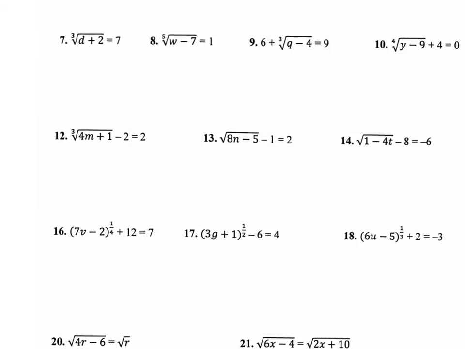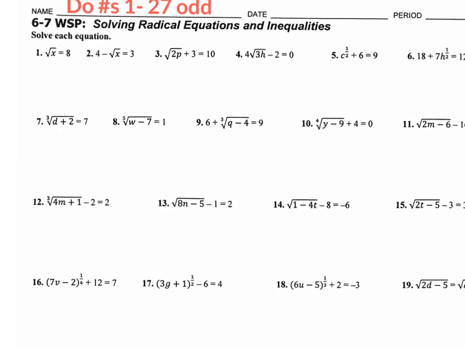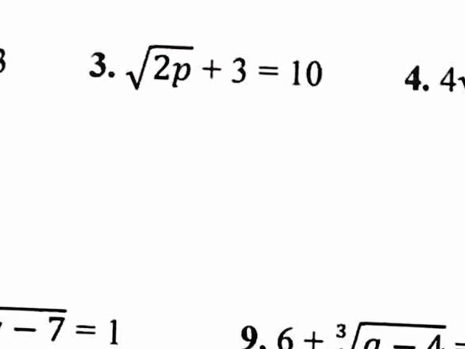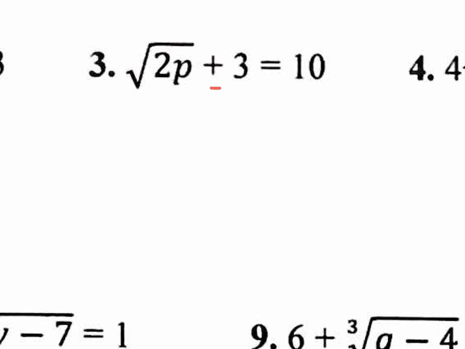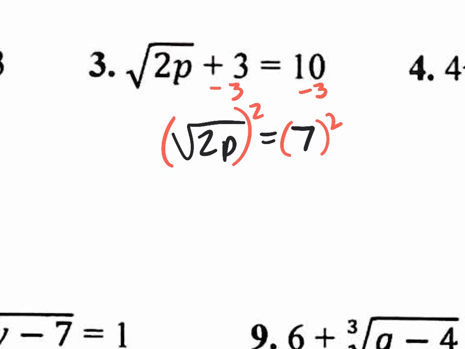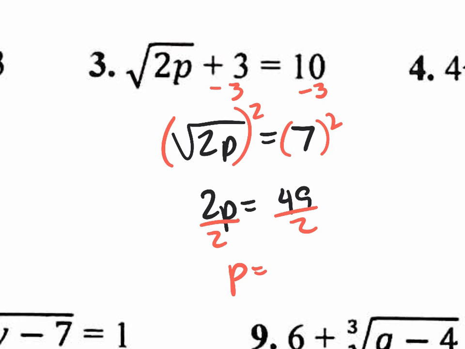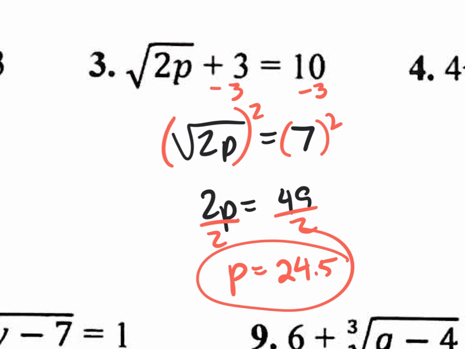The whole first part of this homework is easy because they're all equations. So you just isolate the radical. So number 3, isolate the radical. You have the square root of 2p equals 7. Then you get rid of the radical by applying a power. So you have 2p equals 49. And then you divide by 2. P equals 24.5. There's your answer.